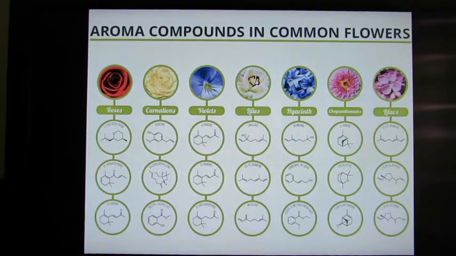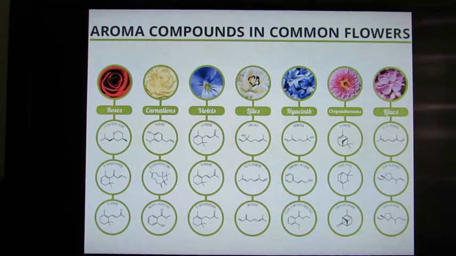And finally, we have lilac. And the major component of lilac is this ocimene at the top. But you'll see there's two specific ones, the lilac aldehyde and the lilac alcohol, shown in the last two structures.